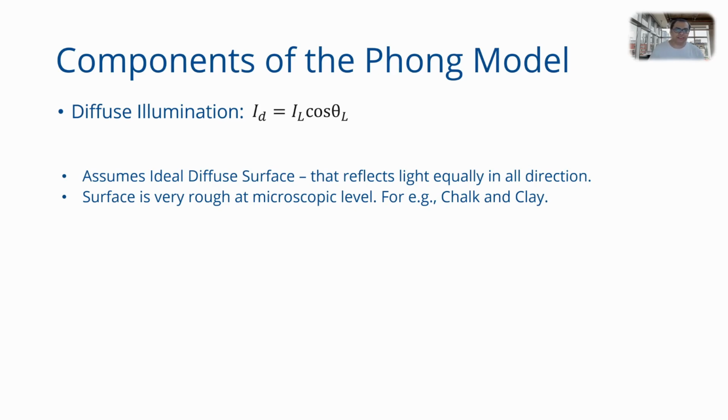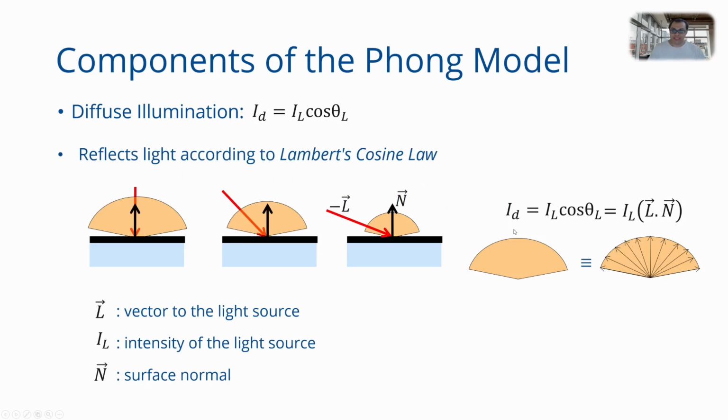Examples of such surfaces are chalk, clay, the plaster on your walls, and so on, right? So these surfaces have a very matte finish, so they are not shiny. We represent the kind of reflection that happens on diffuse surfaces by this diagram.